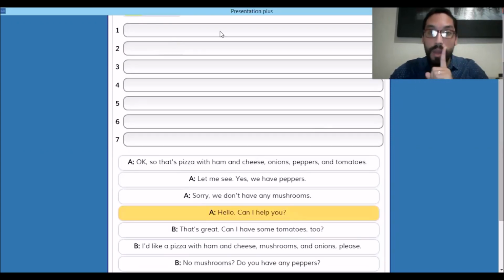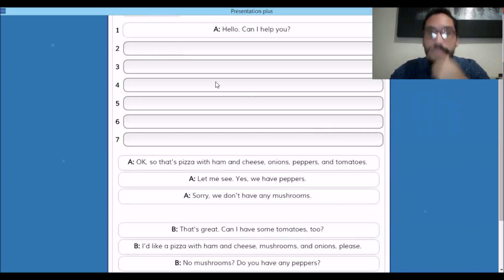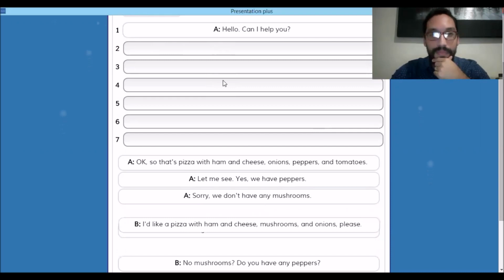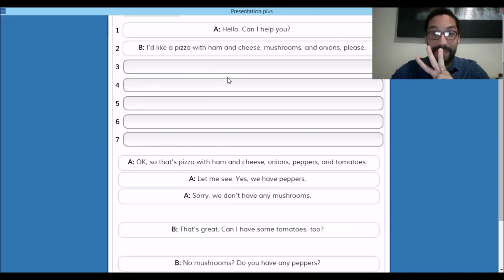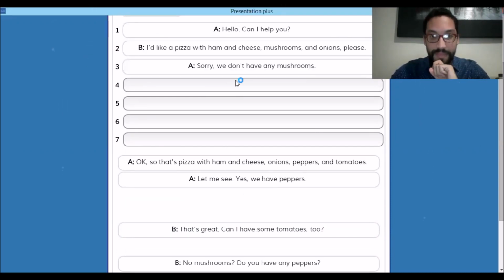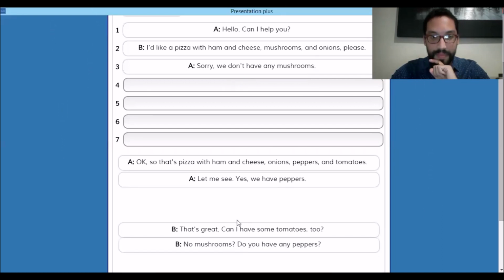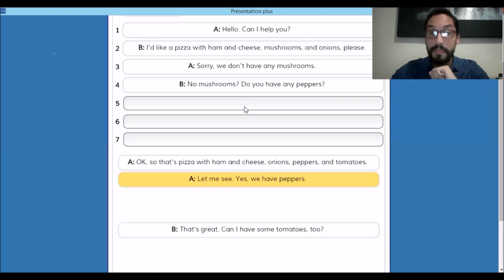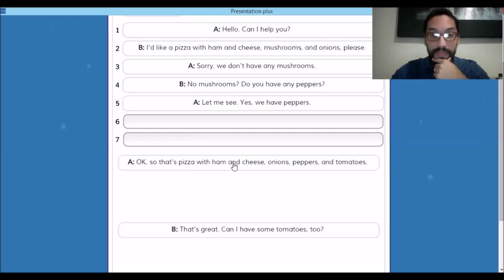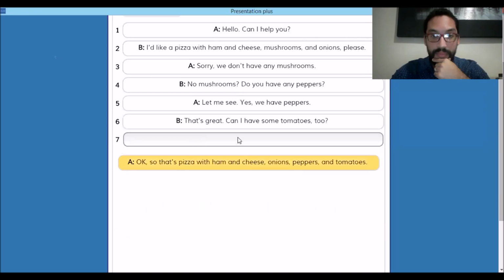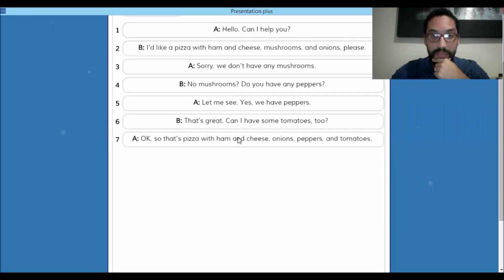I'd like a pizza with ham and cheese, mushrooms, and onions, please. Sorry, we don't have any mushrooms. No mushrooms? Do you have any peppers? Let me see. Yes, we have peppers. That's great. Can I have some tomatoes, too? Okay. So that's pizza with ham and cheese, onions, peppers, and tomatoes.